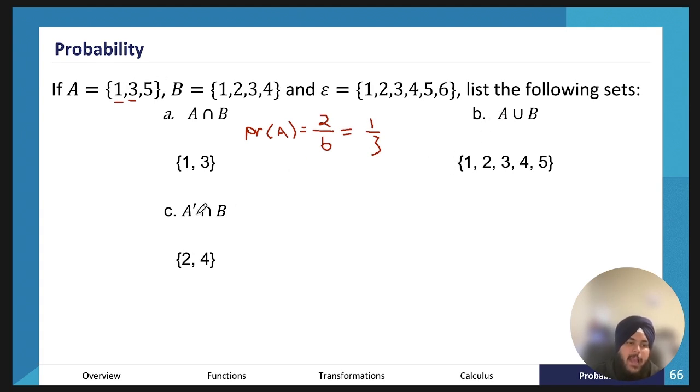And lastly, we have A dash and B. What this means is not A, that's how I read it, and B. So essentially, we're just looking at values that are part of B and are not part of A. We've already determined what A and B is. That was 1 and 3. So we're determining values that are just in B. So it can't be 1 and 3. So it'll just be 2 and 4 as our answer. So just elements that are part of B that are not part of A.